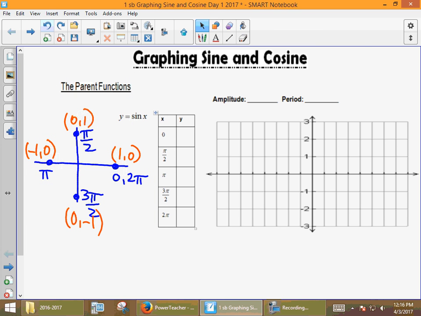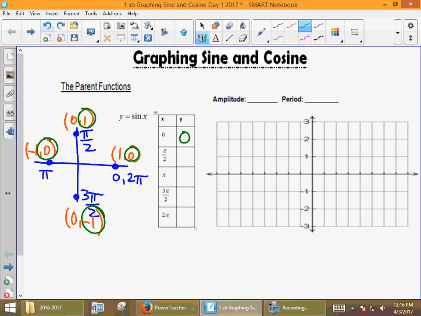Okay, leave it there. So when we want to graph sine, what we're going to do is just take the sine values, or the y values, from all of these ordered pairs. So at 0, your sine value is 0. So that's the first point on the sine graph.